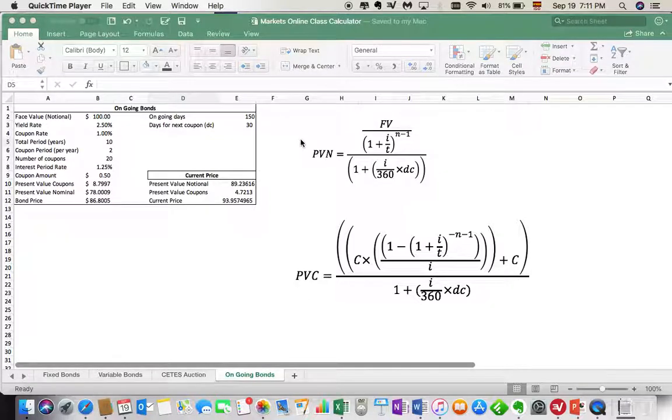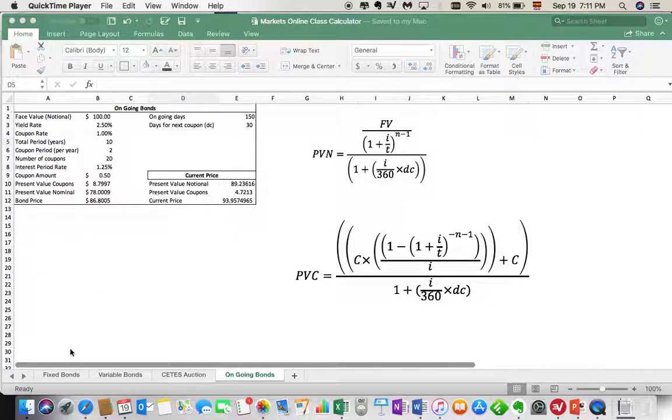This is the fourth part of your calculator, and today we're going to learn how to calculate the price of an ongoing bond. This is very important because in this model we're going to see repos, how to repo a bond, which is another way of selling, borrowing and buying bonds in the market, okay?